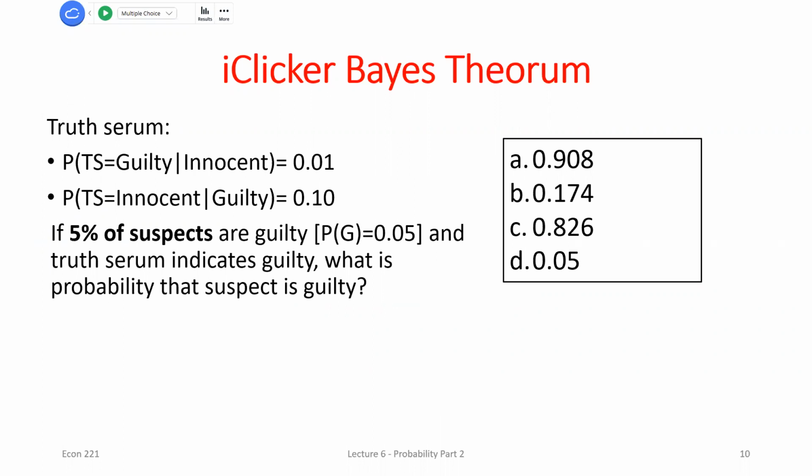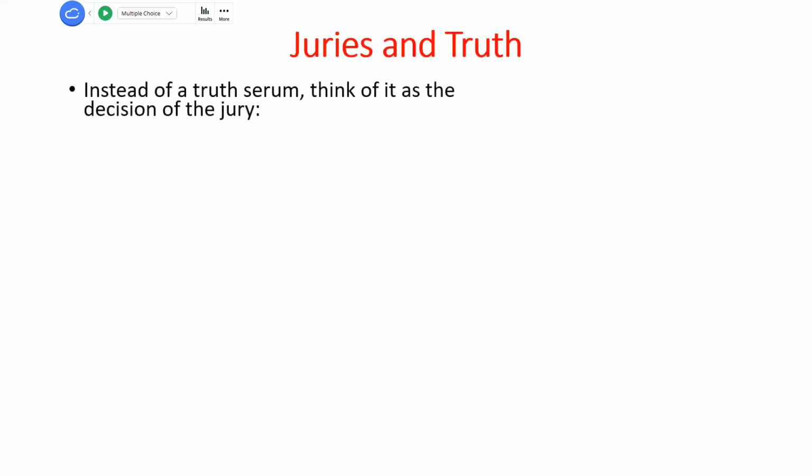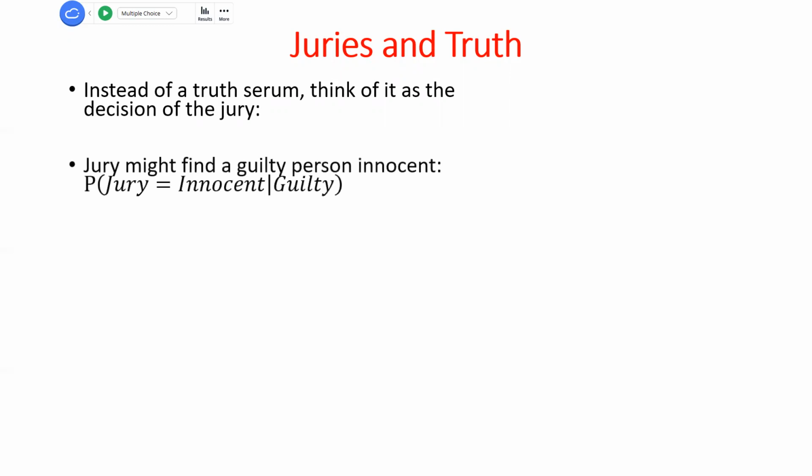So I want to give some context for why I chose to do this seemingly stupid truth serum example. But think about it, a truth serum is really just a jury, right? The truth serum was trying to get at what the underlying state of nature was: was the person innocent or was the person guilty? That's the same thing a jury is trying to do. So everywhere we have truth serum here, you could just replace it with the word jury, and then we start to think about some interesting things. Now we're saying, given that someone's guilty, what's the probability that the jury finds them innocent?